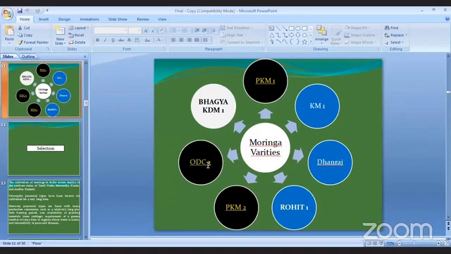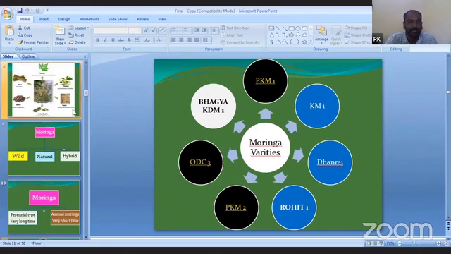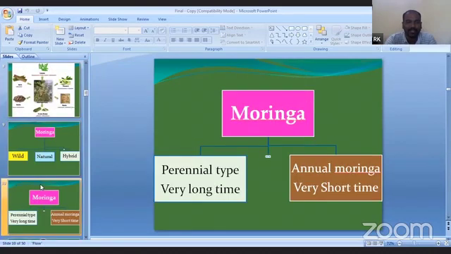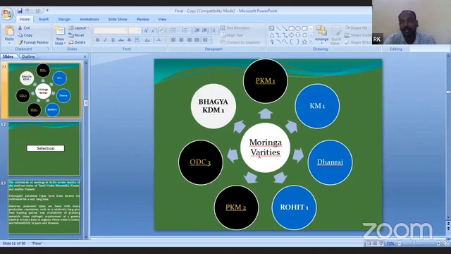This is okay. Okay. So this is after hybrid. What are the hybrid varieties? PKM1, PKM2, ODC. These three are hybrid. These seven are also hybrid varieties. Now we are talking about this hybrid variety. Okay, three categories. First we are talking about it because hybrid is the most yielding type. So we go for the yield purpose.